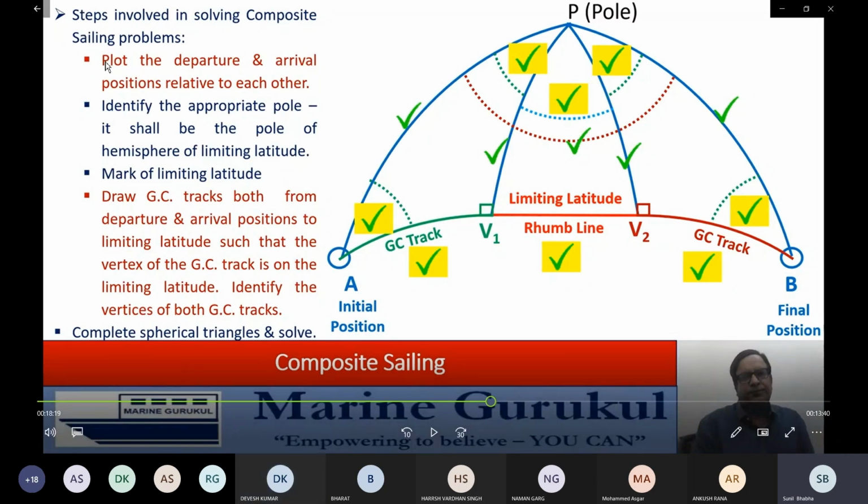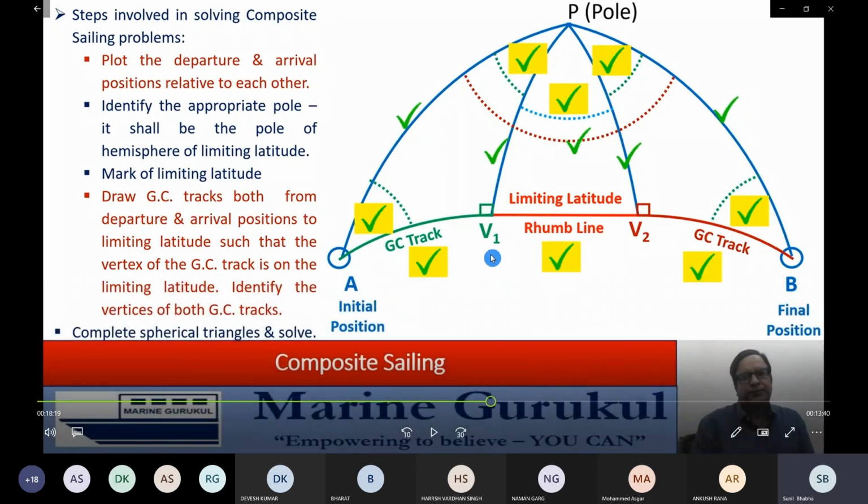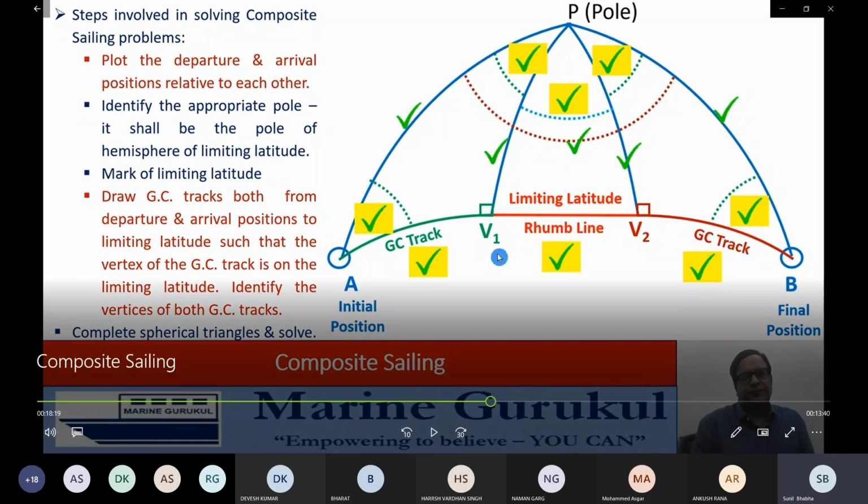No, the question will not require calculating the longitude of the vertex unless it is specifically asked in the question. So you will not need to calculate the vertex longitude. But if it is asked in the question, find out the position of the vertices, then in that case, yes, when you get the longitudes of both the vertices, you can straight away get the D long. Okay, sir.